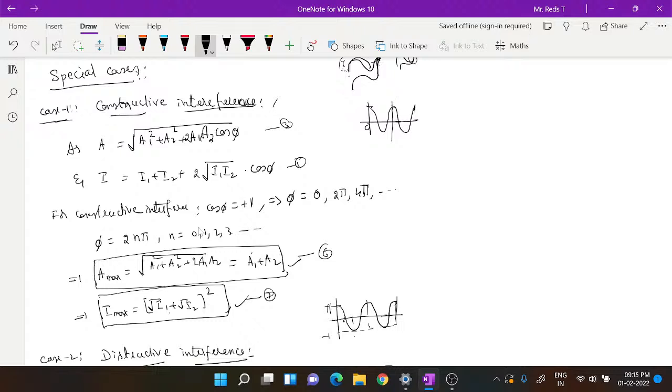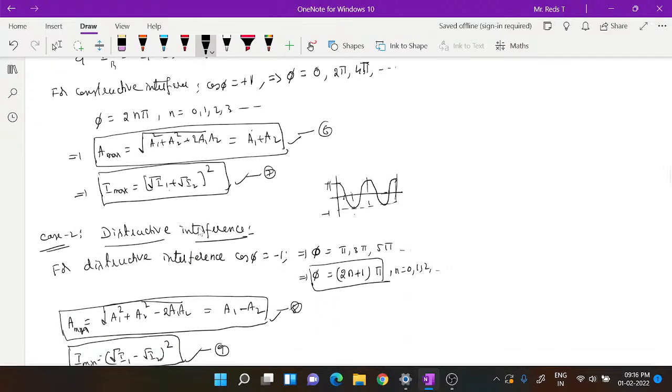Intensity cannot be obtained directly from this, but if you square both sides, the root goes off: A square equals A1 square plus A2 square plus 2 A1 A2 cos phi. Here A square is the intensity I of the resultant wave, since the square of amplitude is intensity. So I equals I1 plus I2 plus 2 root I1 root I2 cos phi. By using this, you can get the maximum amplitude and maximum intensity.